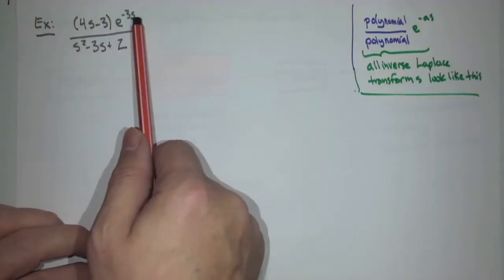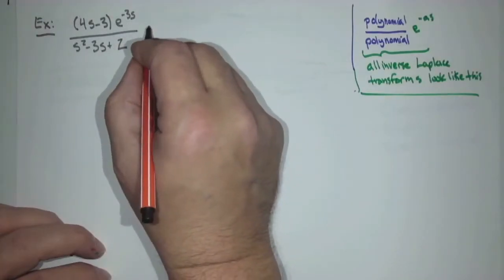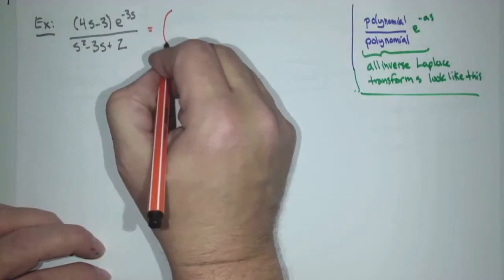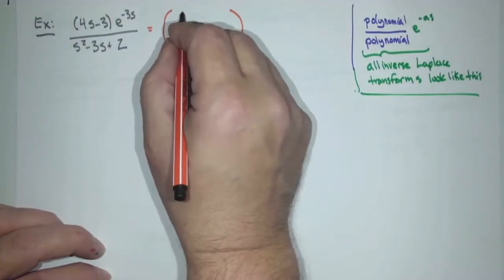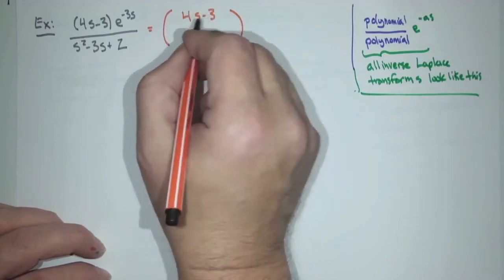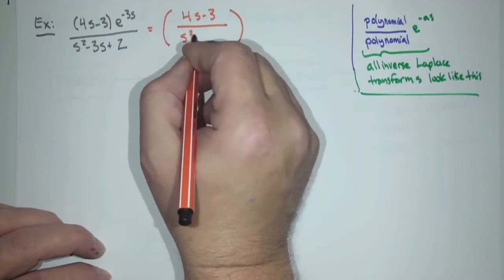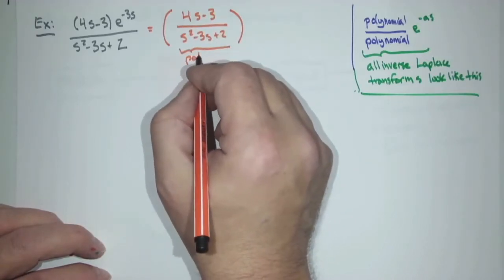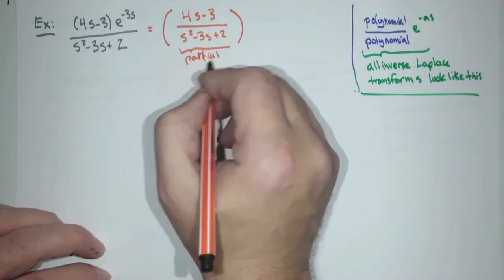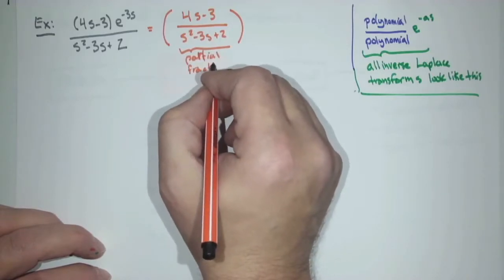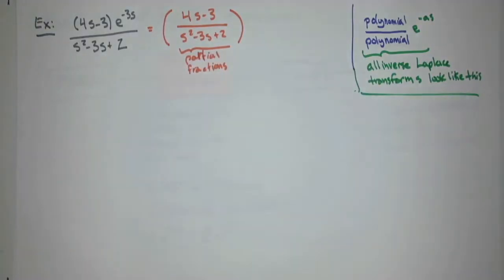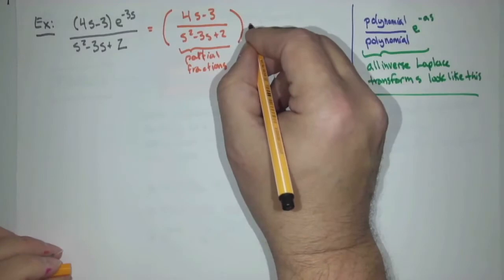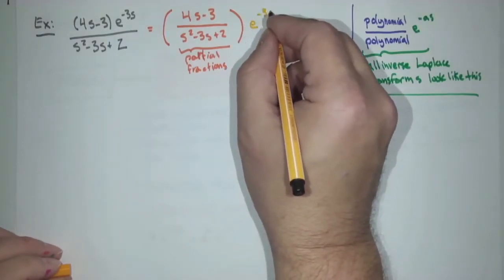Now that's important, because we'll think of it as two things. Namely, the part that looks like a polynomial over polynomial, and that's the part where we do partial fractions. And then we have the other piece, which is the e to the minus 3s. Now, the e to the minus 3s does play a role, and so we'll keep it, but we're going to have it off to the side.